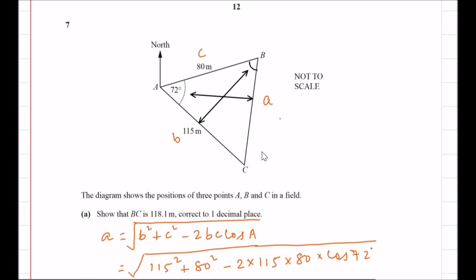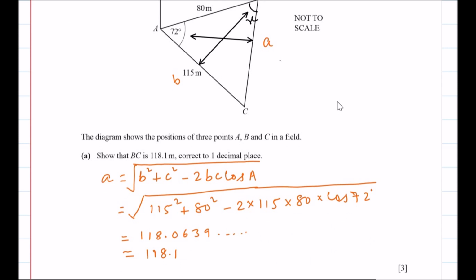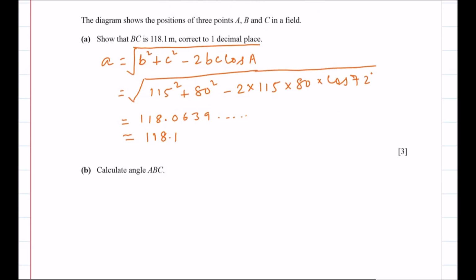The value of A we have already got. So now we have to find the missing angle, that is B. Let it be X. Let this be X here. So we'll write sine X divided by the opposite side, 115, that is equal to sine 72 divided by 118.1.